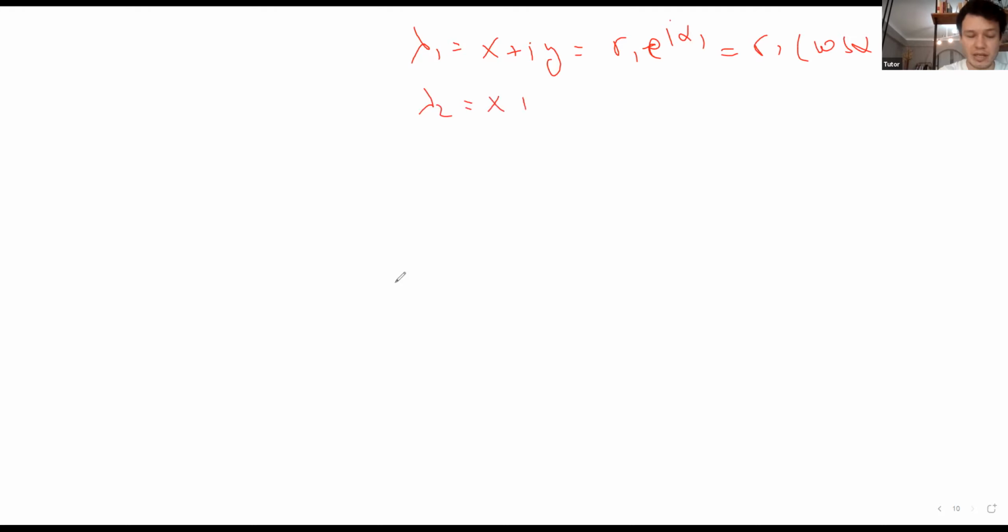And lambda 2 is going to be x minus iy, because complex roots always go in pairs. So it's going to be r. But actually, look at the r: they're both going to share the same r. If you think about graphing these two points, it's going to be like this.